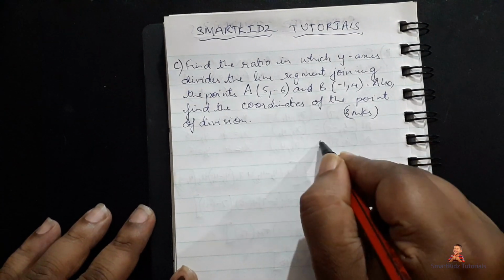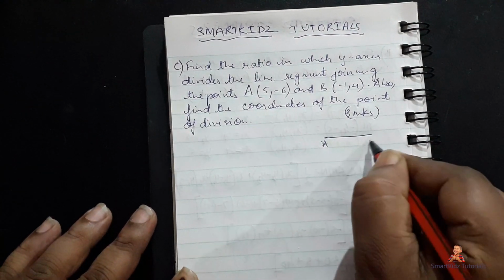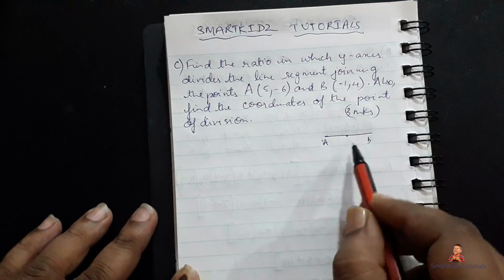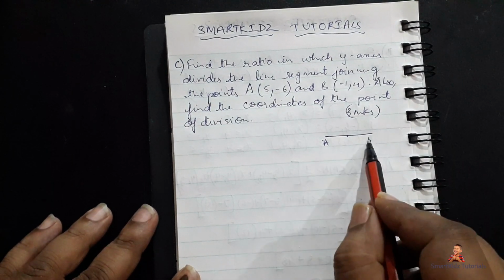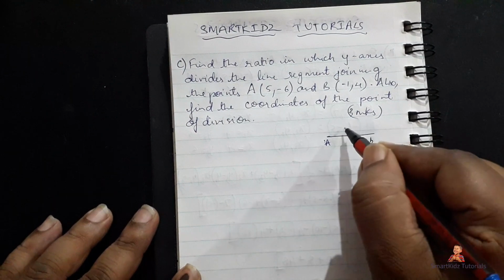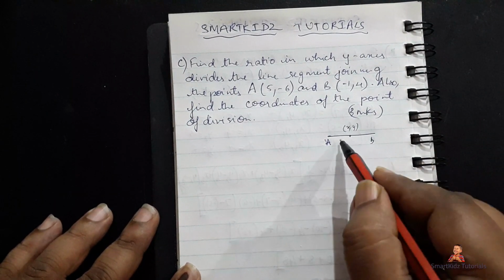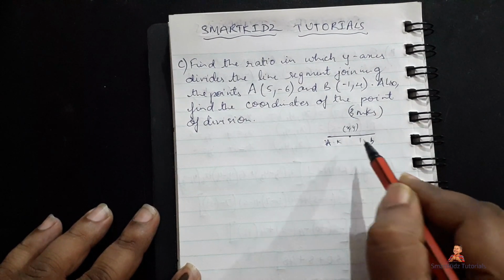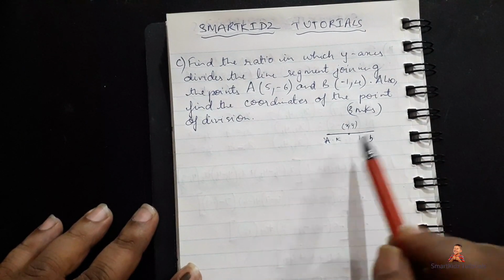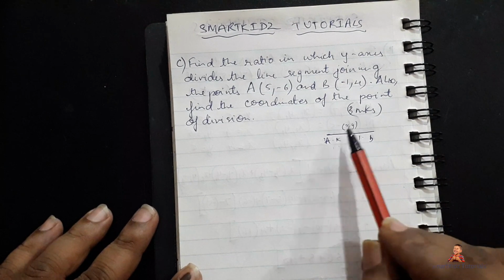So what it means is, this is a line AB and there is a point which is dividing this line segment AB into a certain ratio. We need to find the coordinates of this point, let's say x comma y, and we need to find the ratio in which it is divided. Let's say k is to 1. So we need to find what is k, and what are x and y over here.